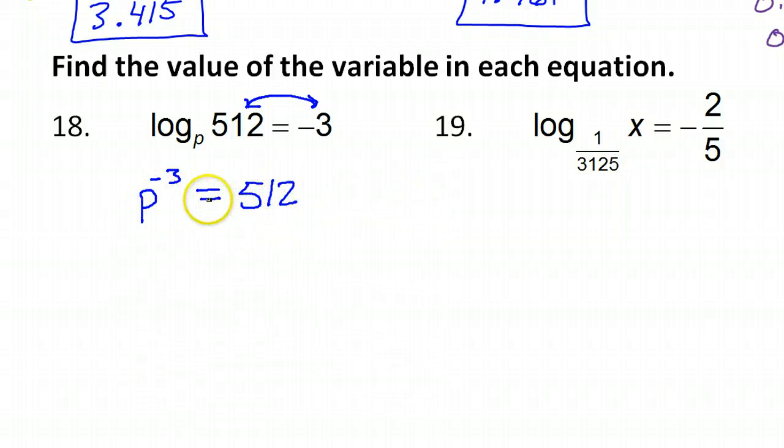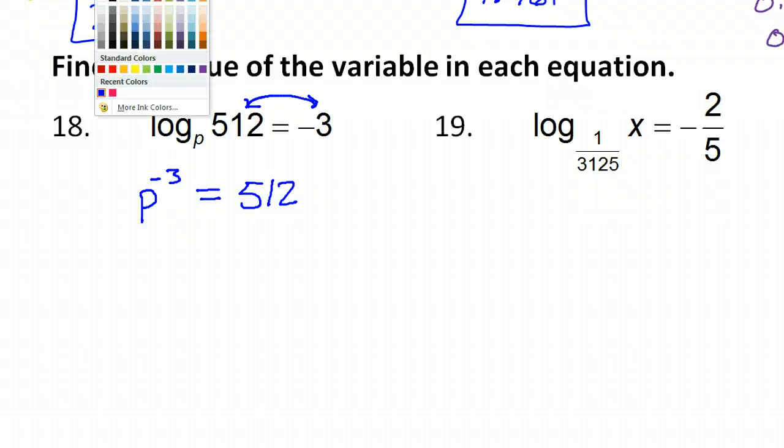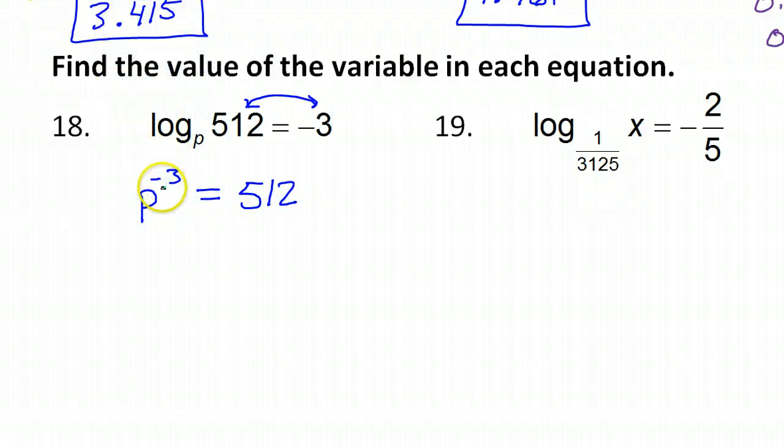So now how do I solve this? Well, if I want to get p by itself, I need to get rid of this power. And the way you can get rid of a power is to multiply by the reciprocal power. Now, this is negative 3 over 1. So if I do this to a power of negative 1 over 3, then I'm golden. Those are going to cancel out.